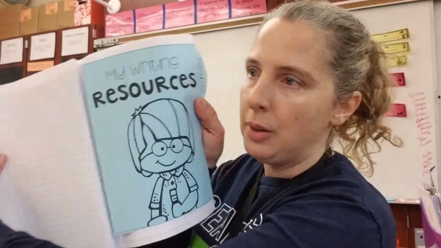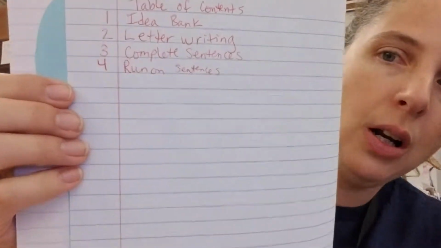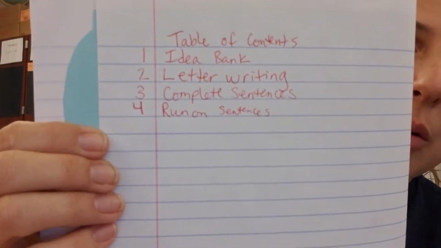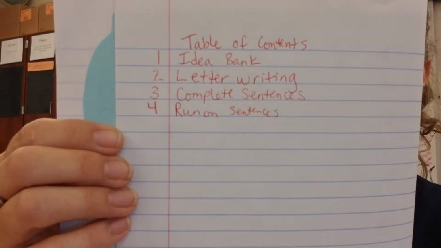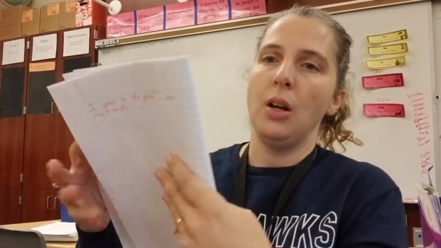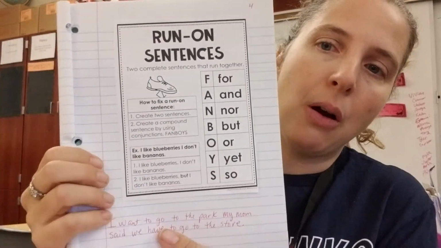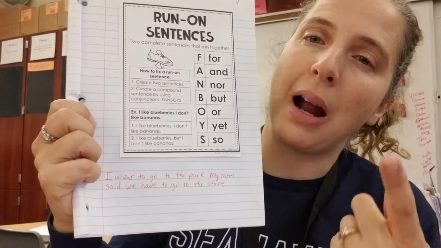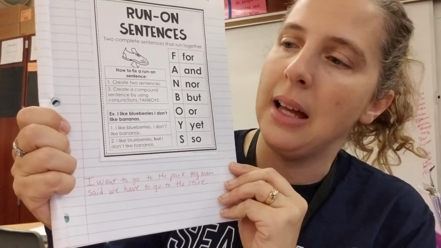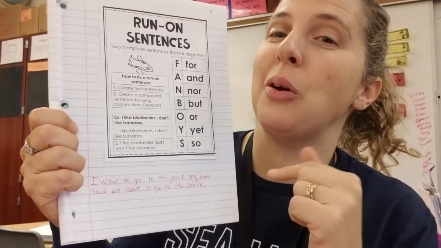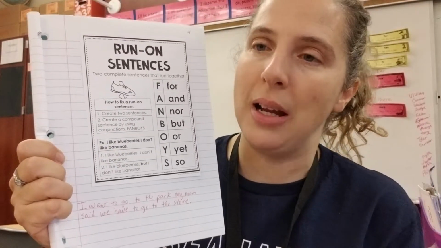So right now, you are going to put this into your writing resources notebook. On the table of contents, add page 4, run on sentences. Remember that if I go too fast, you just pause. On page 4, you're going to glue it in. Now, I wrote you a sentence down here, and we'll practice it, but you don't need to pause to write that because I know that you are going to have a lot of examples in your own writing.